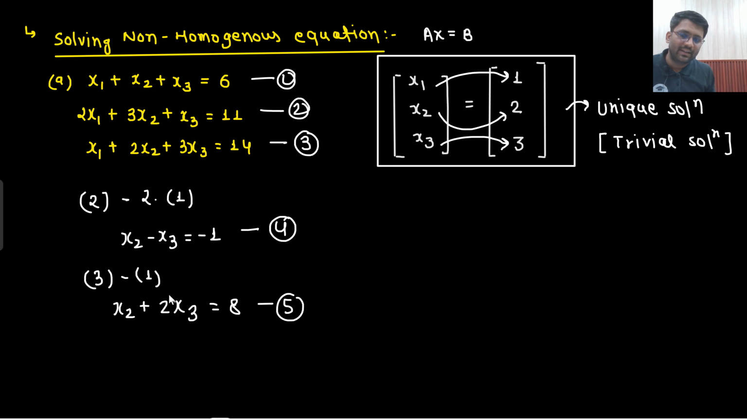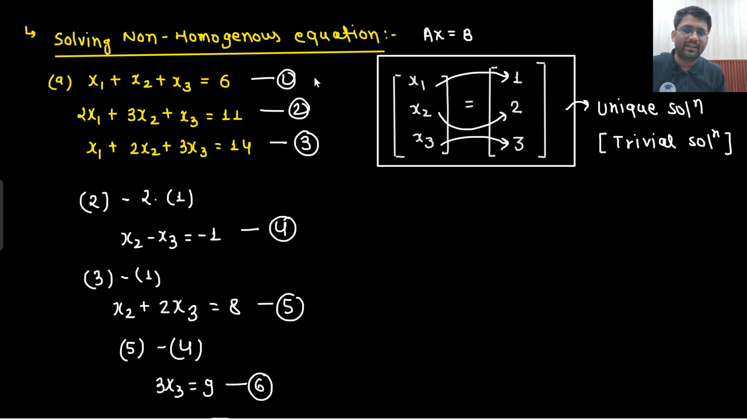Now from equation 5, I am subtracting equation 4. So what will I get? 2x3 minus x3, so this will become 3x3. That will be equivalent to 8 minus of minus 1, that will be 9. So this is the equation 6 I am getting.